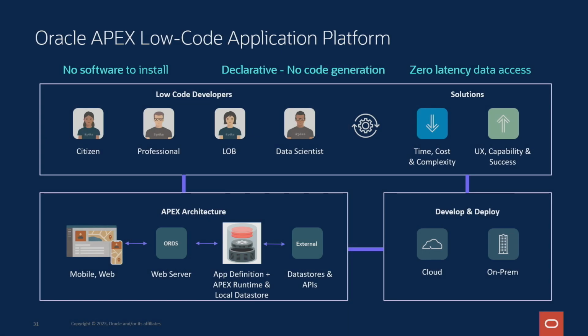And there's an ORDS server which helps you build REST APIs for anything that you build. So it's highly extensible. You can integrate it with some of the traditional Oracle apps like E-Business Suite. And it runs on-premise as well as cloud or wherever you want to run it.